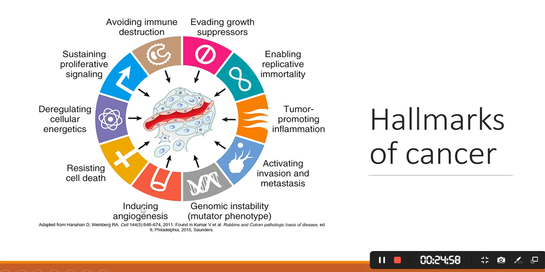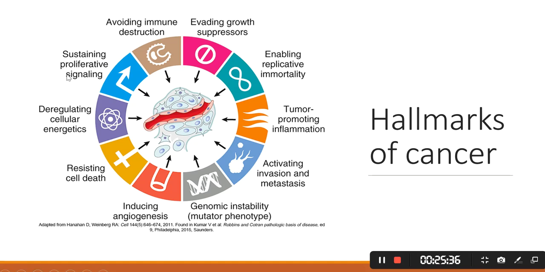It is inducing angiogenesis. So what is angiogenesis? New blood vessels will be formed. Do you know why new blood vessels will be formed? Because the tumor cells require more oxygen, more blood supply and more nutrients, right? It will be resisting cell death, of course. Otherwise, if they were dying, then why would the cell turn malignant, right? Deregulating cellular energetics: what does it mean? The energy forming balance, the cycle, how to use up the nutrients and everything, becomes deregulated.